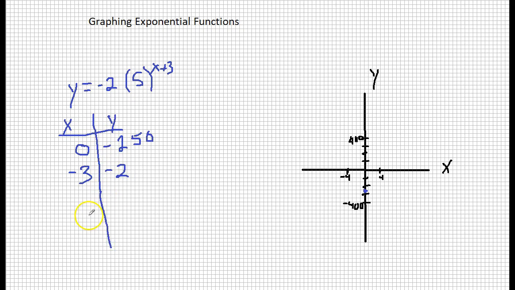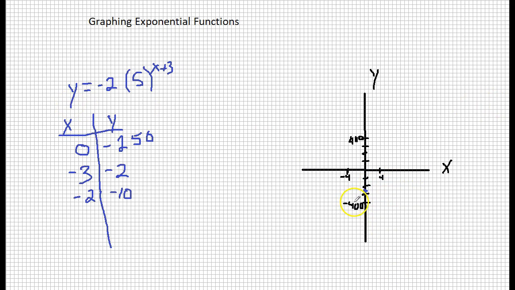All right. What if I were to plug in -2? -2 plus 3 is 1. 5 to the first power is 5. -2 times 5 is -10. Okay. You notice this is going to get really huge if I plug in positive numbers. It's going to get very negative because of that -2 out front.